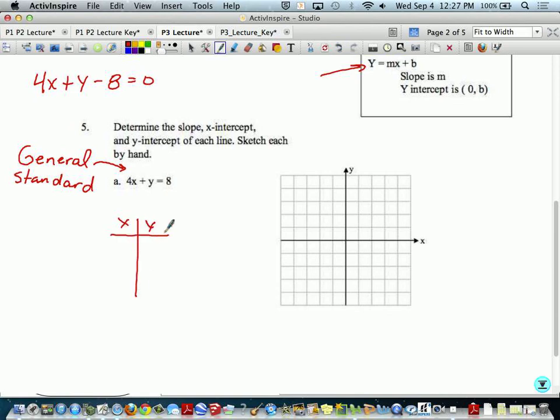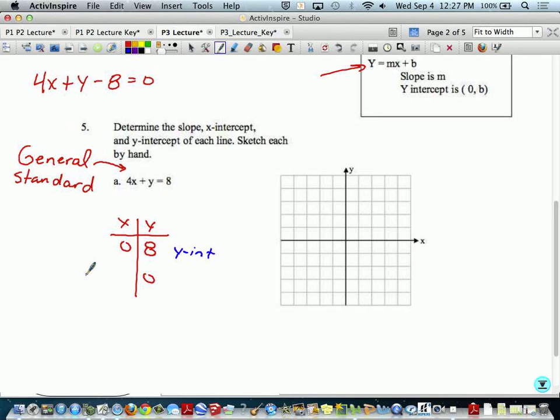if I make an xy table and I let x be 0 and I let y be 0, what are we finding? We're finding the intercepts, which at times can be very important, and that's what they're asking us to find anyway. So if x is 0, then y is 8. 4 times 0 is 0, so y is 8. Is that the x or the y intercept? X intercept.